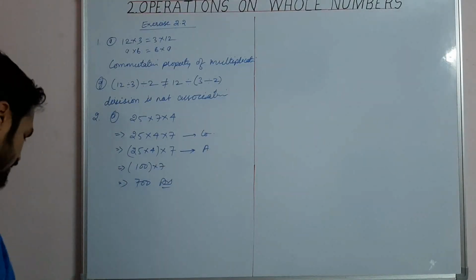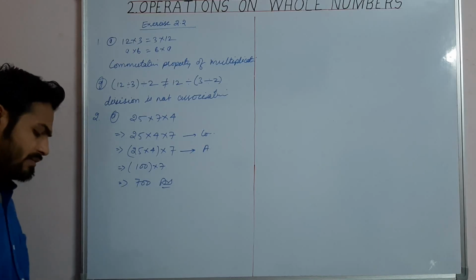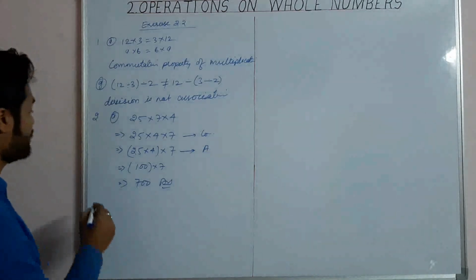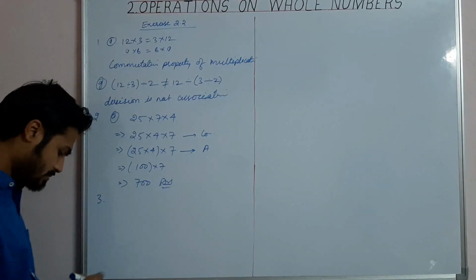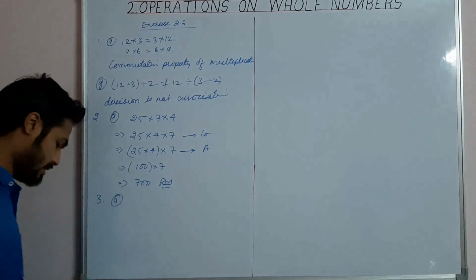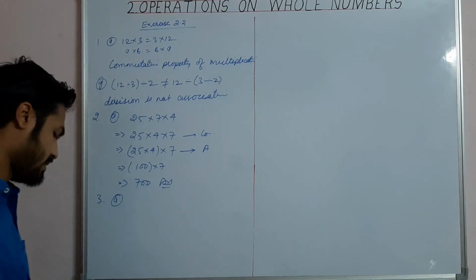Next, find the missing number by the inverse operation of multiplication. Third question. Let us take the first part here.